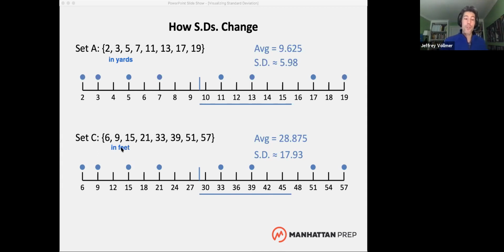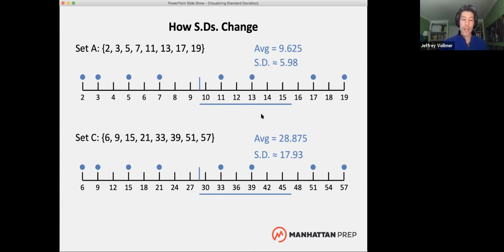If I had chosen to capture the data in feet instead, you'll see there's just a conversion: there's 3 feet in 1 yard. And so a standard deviation of 5.98, just about 6 yards, should be just about 18 feet. So that's another way to think about what's happening here.